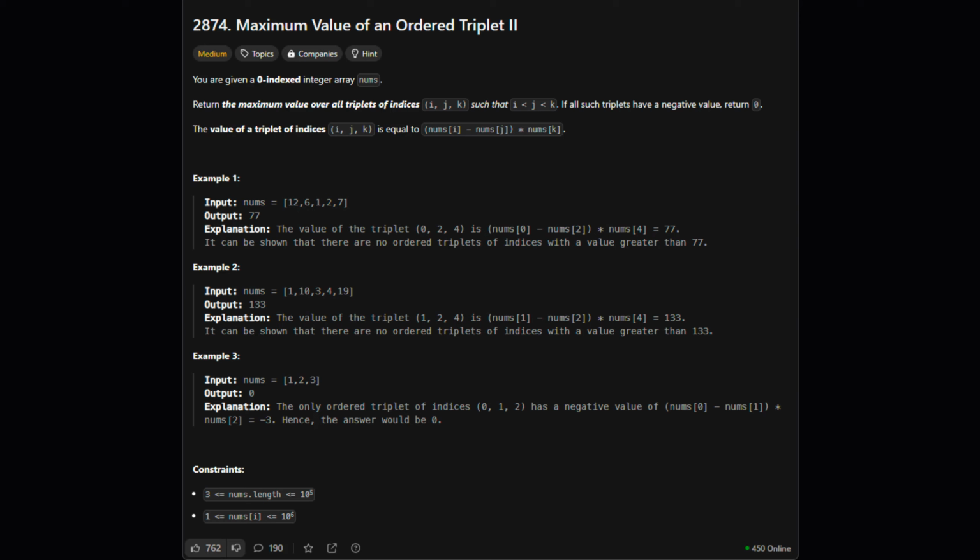First up was Maximum Value of an Ordered Triplet II. Spoiler alert, the goal is to find 3 indices i, j, and k, such that i < j < k, and the value (nums[i] - nums[j]) * nums[k] is maximized. If all such triplets give a negative value, we return 0. This is the harder version, implying a need for efficiency.